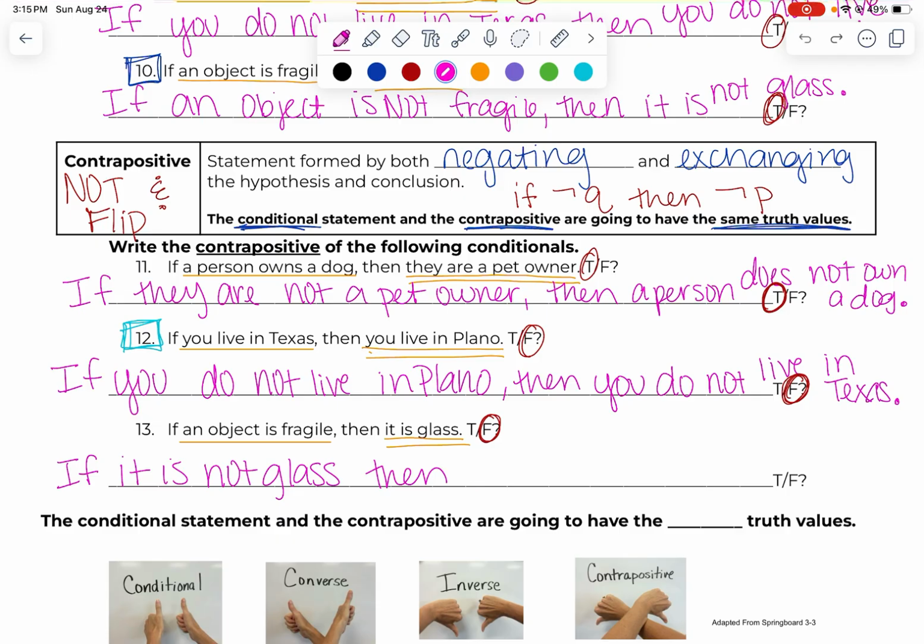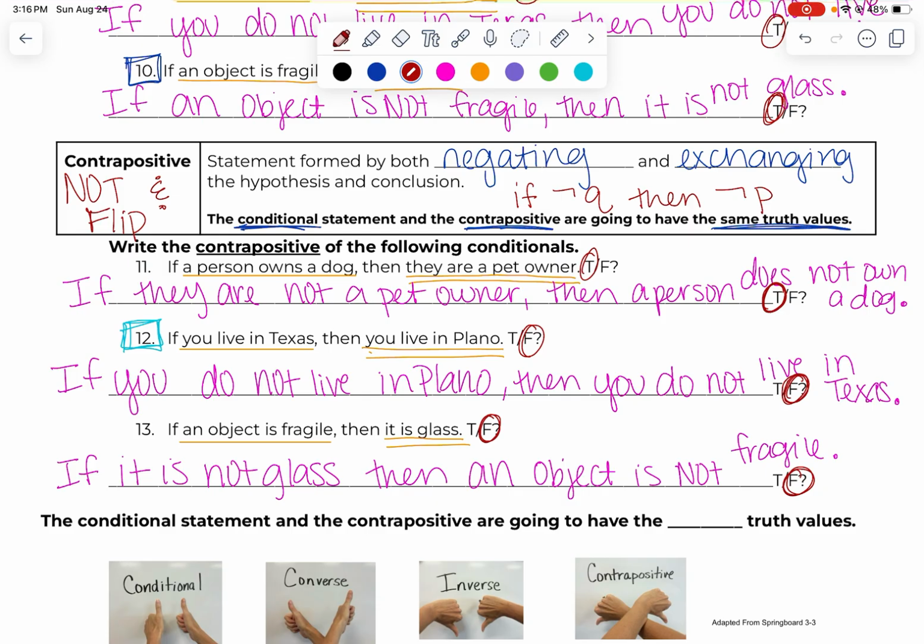So then an object is not fragile. Okay? So if it's not glass, which means it could be ceramic, it could be something, then it is not fragile. Okay, so if it's not glass, we have ceramic. Is ceramic fragile? Okay, that's a counterexample, which makes this statement false.